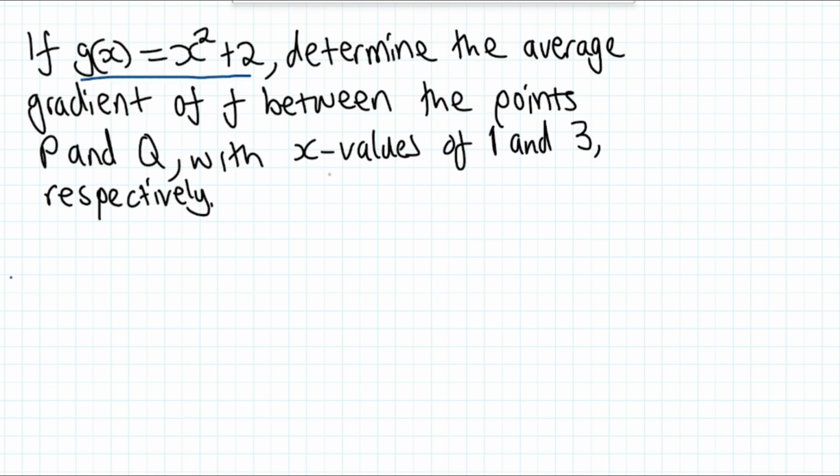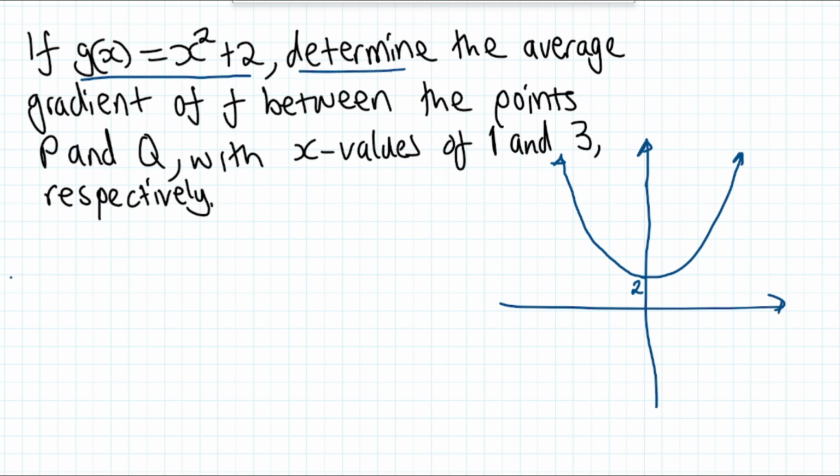All right, let's look at the other example that involves the average gradient. We have g of x is equal to x squared plus 2. This one is an easy graph to sketch. It's just concave up like this. It says determine the average gradient of g between the points P and Q with x values of 1 and 3 respectively. So P is when x is 1, and we don't know the y for now. And Q is when x is 3.